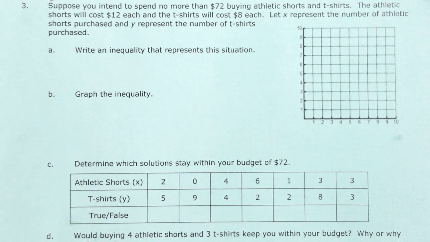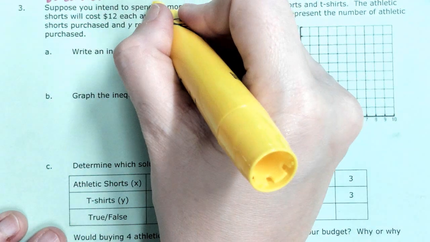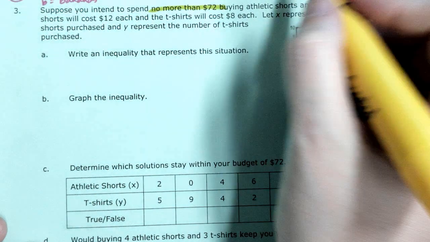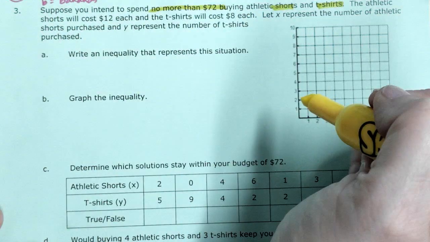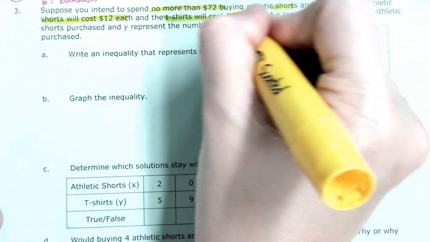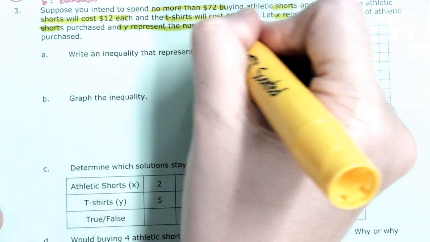All right, so first thing I'm going to do with my ruler strategy, I'm going to read an outline. I'm going to spend no more than $72 buying athletic shorts and t-shirts. So I'm buying shorts and shirts. The shorts will cost $12 each, and the t-shirts will cost $8 each. X is shorts and Y is shirts.